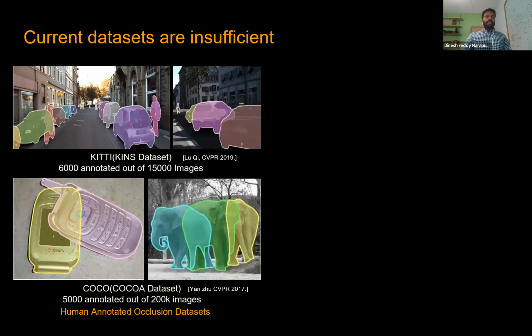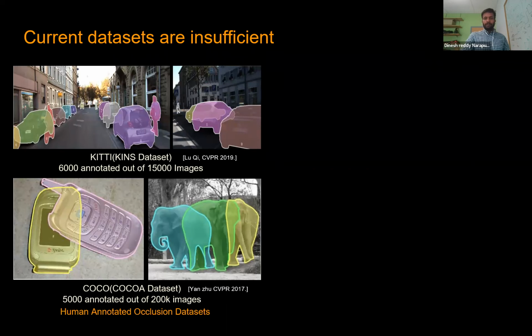Another problem is that a lot of data sets have proposed annotating occlusion regions, like in KITTI, we call it the KINS data set, where 6,000 images out of 15,000 were annotated with segmentations of occluded regions. But this is very sparse. I think occlusions are a much bigger problem, and the number of annotations currently in these data sets is not sufficient. Even in the case of COCO, people have annotated 5,000 images, but that's not large enough to learn all kinds of occlusions.